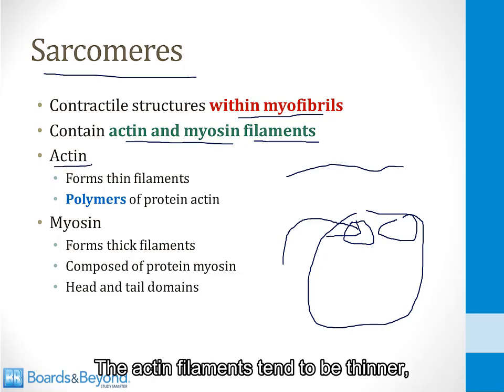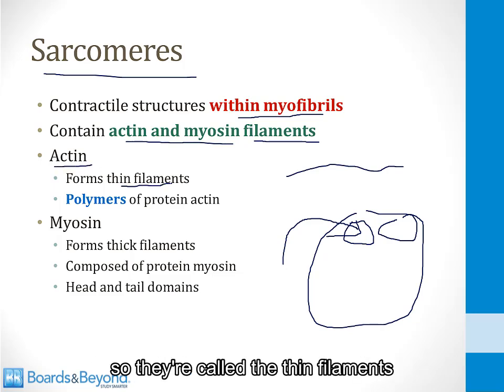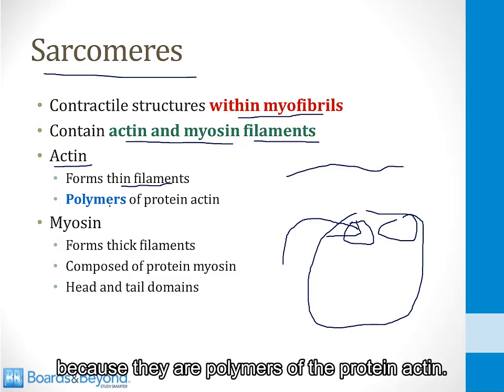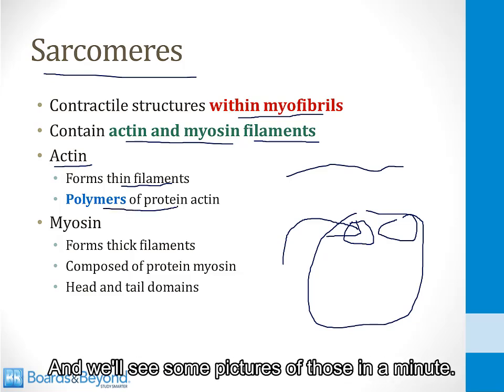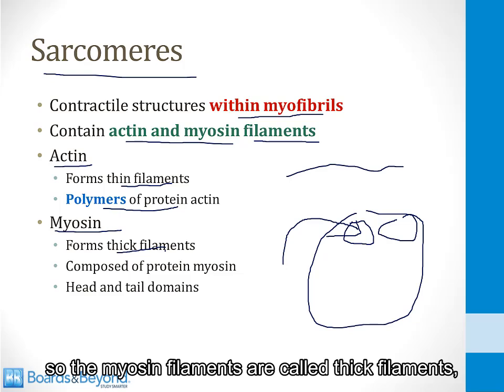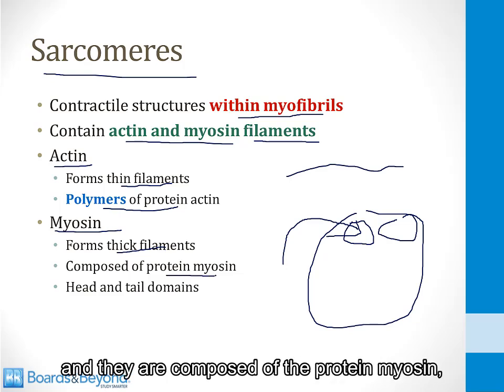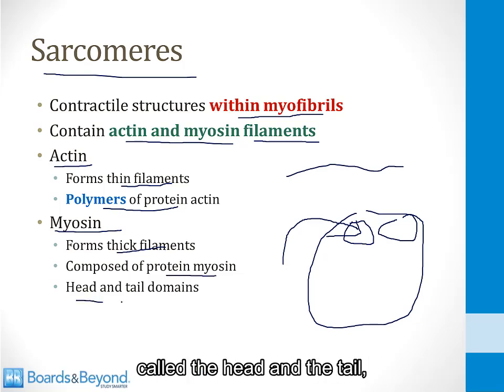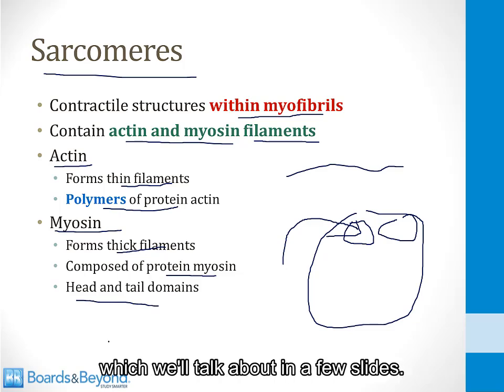The actin filaments tend to be thinner, so they're called the thin filaments, and they're called actin filaments because they are polymers of the protein actin. We'll see some pictures of those in a minute. Myosin forms thicker filaments, so the myosin filaments are called thick filaments, and they are composed of the protein myosin, and they have different domains called the head and the tail, which we'll talk about in a few slides.